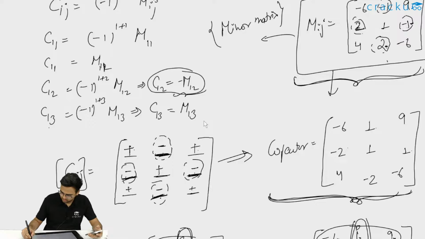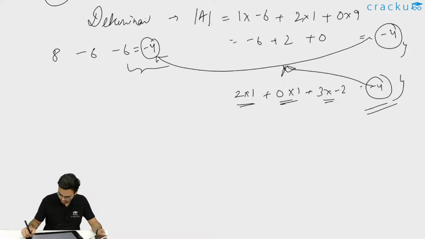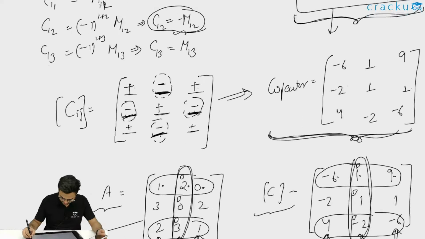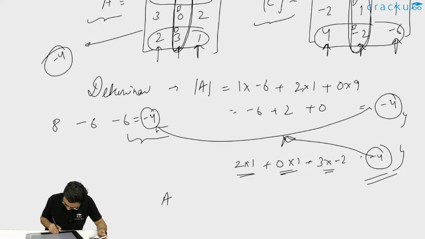So I think there are no doubts. So let me tell you the trick for calculating determinants. Now, how to calculate the determinant fast? First of all, what exactly is the matrix? My matrix is 1, 2, 0, 3, 0, 2 and 2, 3, 1.